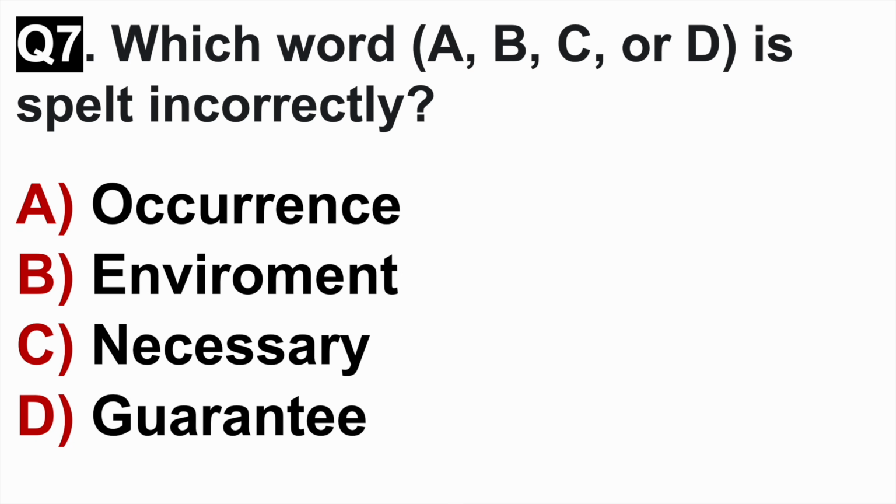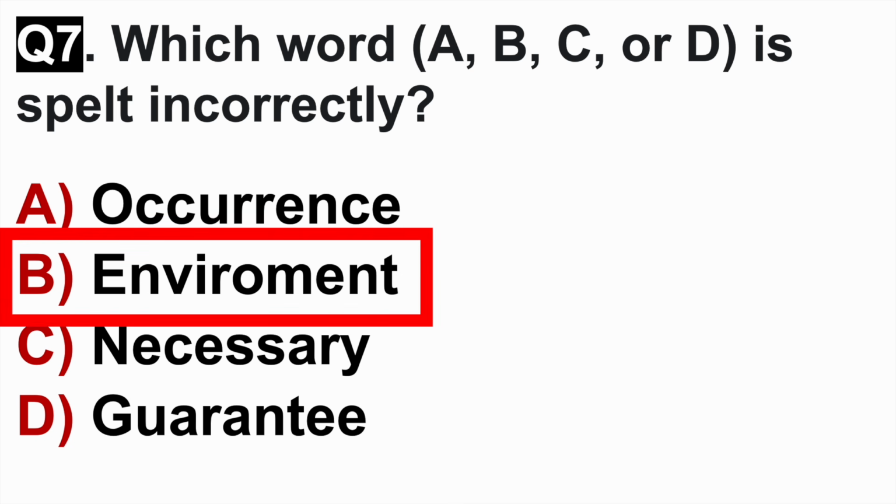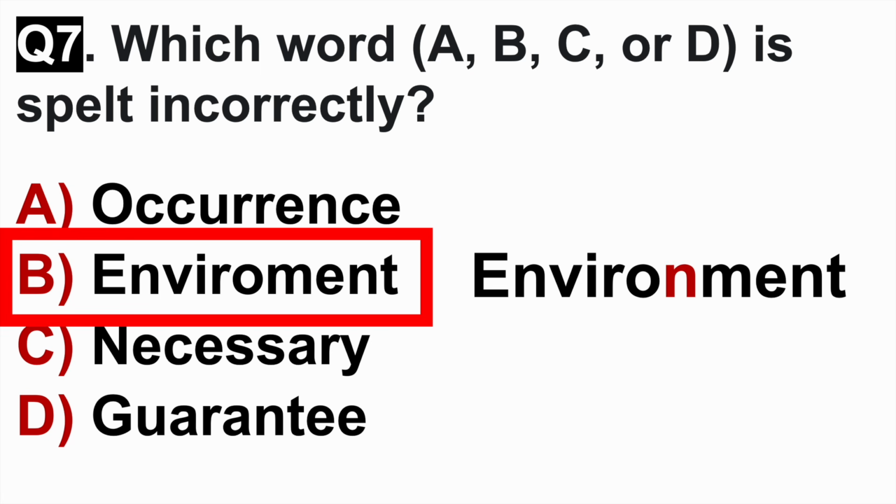This is harder than it looks. There is only one word that is spelt incorrectly. It is environment, because environment needs another N, where the red N is, for it to be spelled correctly. So you would choose B as your answer option.